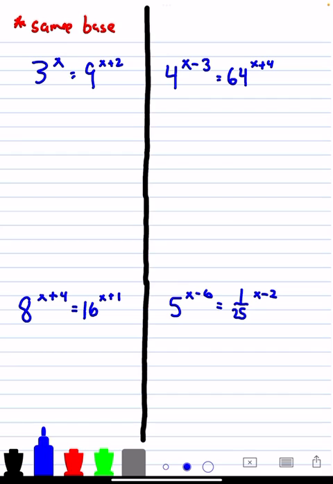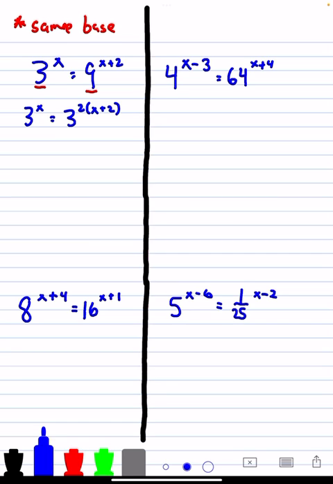So here, we have 3 to the x is equal to 9 to the x plus 2. So we want to see, is there any way that we can write 3 and 9 with the same base? Yes. We're going to go 3 to the x, and 9 we're going to rewrite as 3 squared, and then we're going to put that x plus 2. Okay. Once again, instead of 9, we wrote it as 3 squared. So now we have the same base.